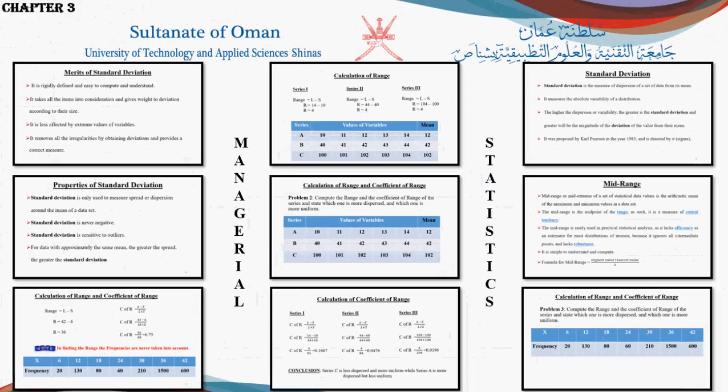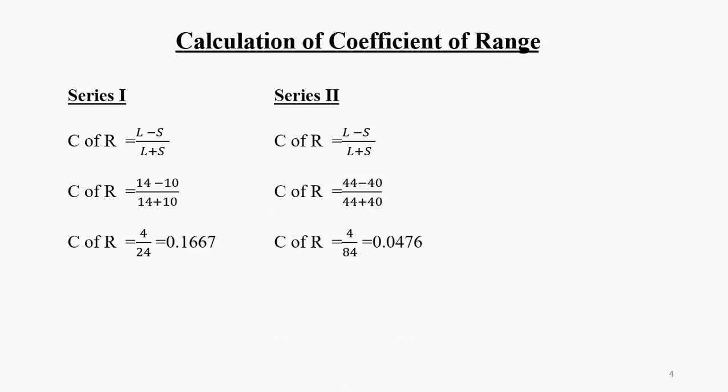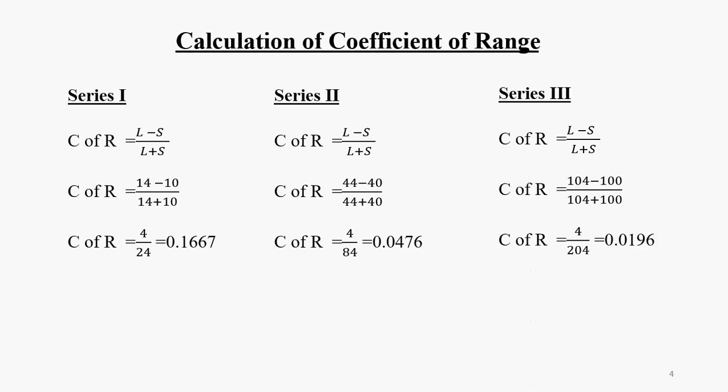So let us calculate step number 2 with regards to coefficient of range. We know the formula to calculate range is L minus S. Here, for coefficient, it is L minus S divided by L plus S. If you apply and calculate, the first series coefficient of range will be 0.1667. Similarly, for series 2, it is 0.0476, and for series 3, it will be 0.0196. So I have given the steps.